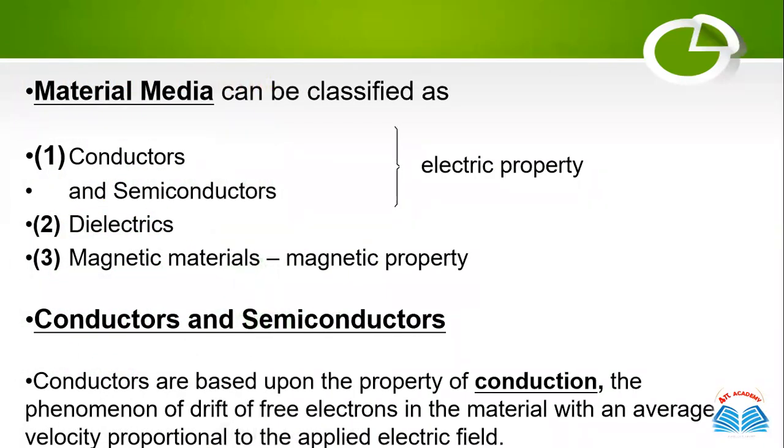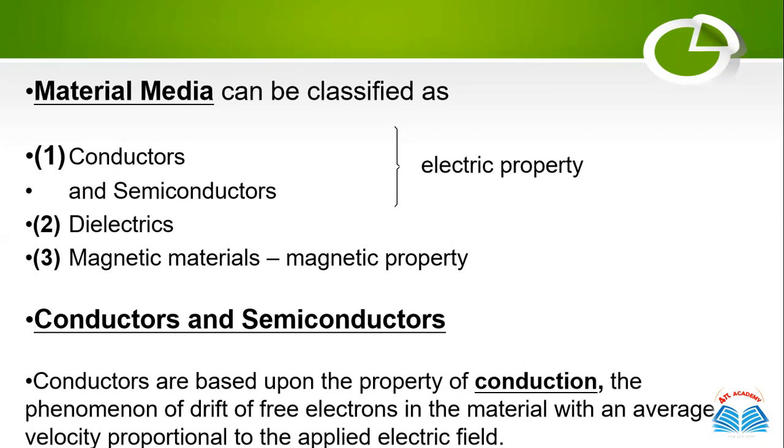So, material media. You already know what a material and a material media are. Material means any substance. On the aspects of the magnetic field and the response to magnetization, the material media can be classified as conductors and semiconductors, which is based on their electrical properties, then dielectrics, and then magnetic materials, which is based on their magnetic properties. So we'll start with the conductors and semiconductors.